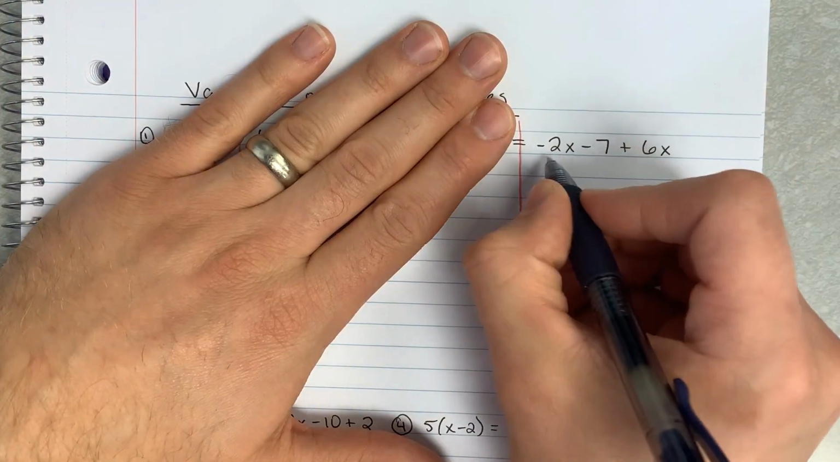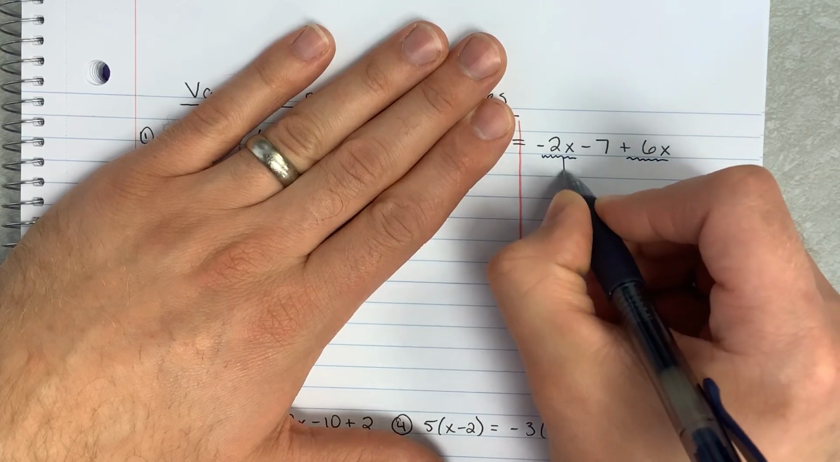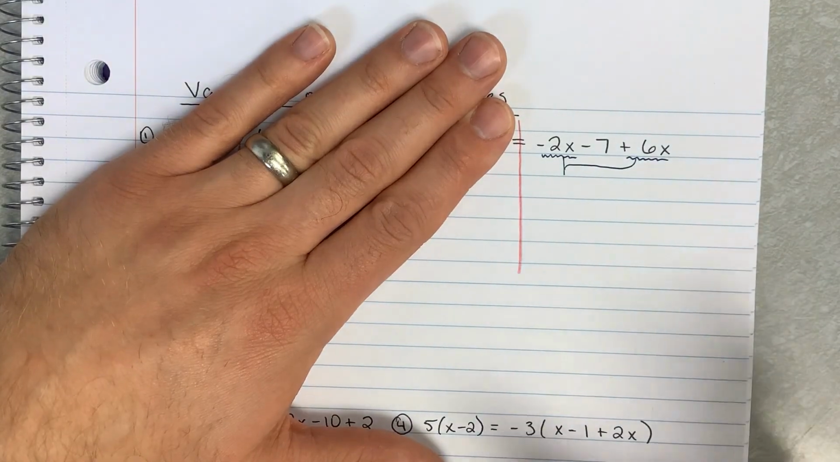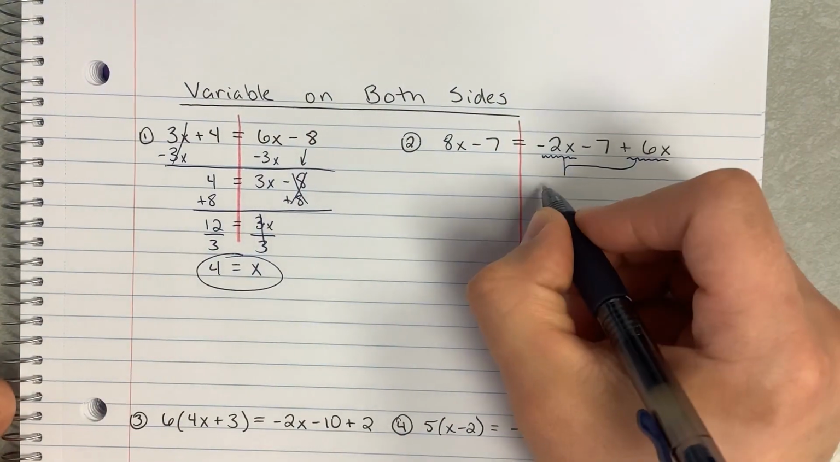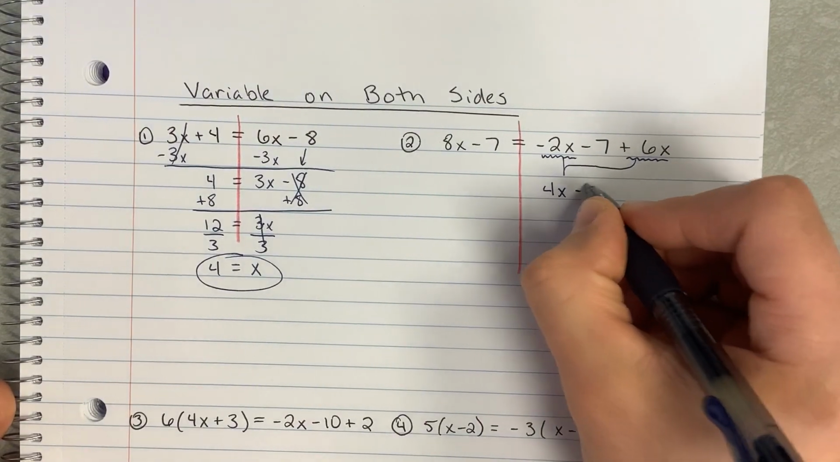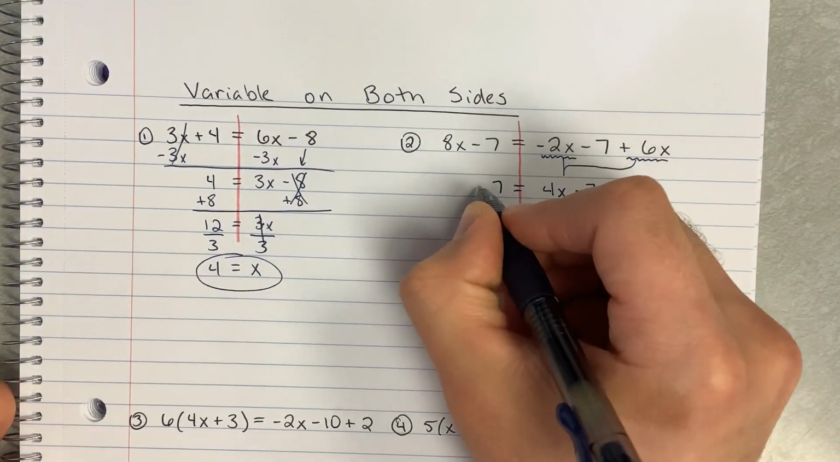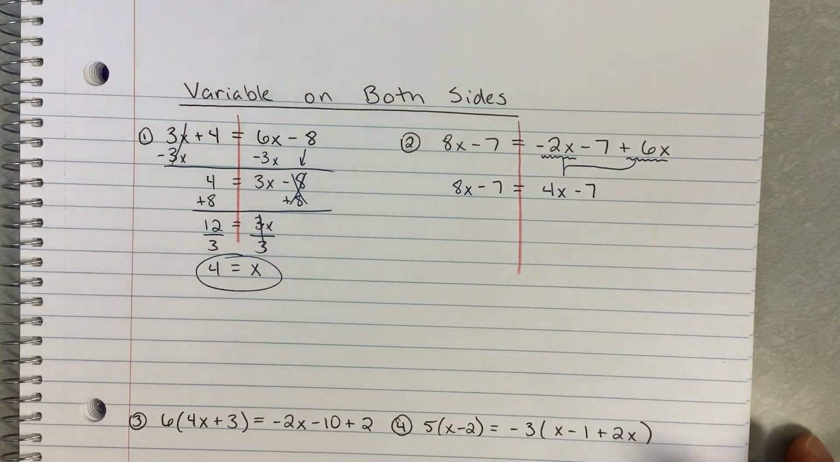I got 3 terms here. This term has a variable, and this term has a variable. I can combine these guys, right? So when you combine them, you just kind of add them together. I got negative 2 plus 6. That's going to give me a 4x. I can bring down my minus 7, and I bring down actually the entire rest of the problem because I do 1 step at a time.